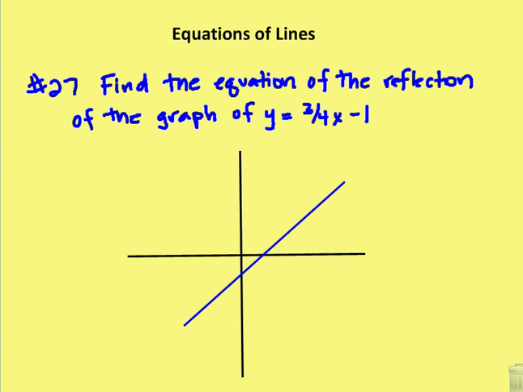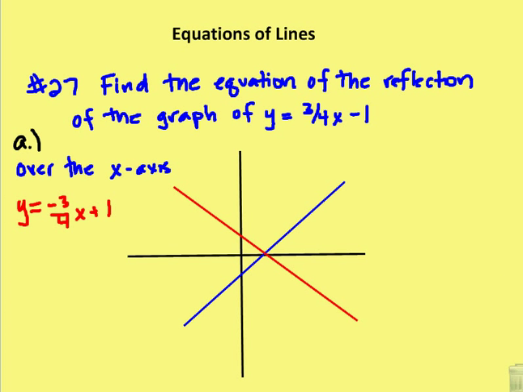In the last problem, I'm going to find the equation of the reflection of the graph of y is equal to 3/4 x minus 1 over several values. First, over the x-axis. When I reflect it over the x-axis, I'm just changing the slope from a positive to a negative slope. So my equation is y is equal to negative 3/4 x.